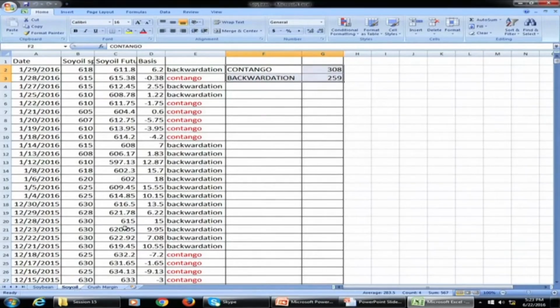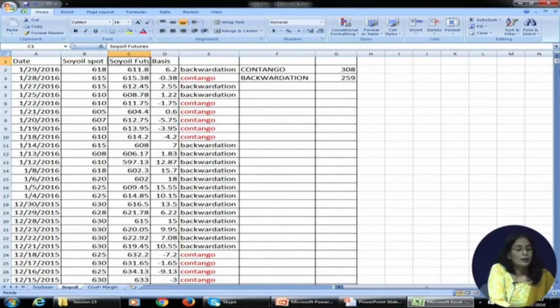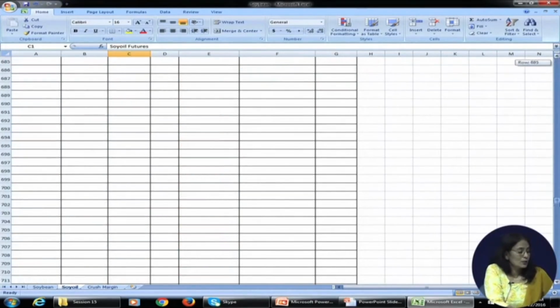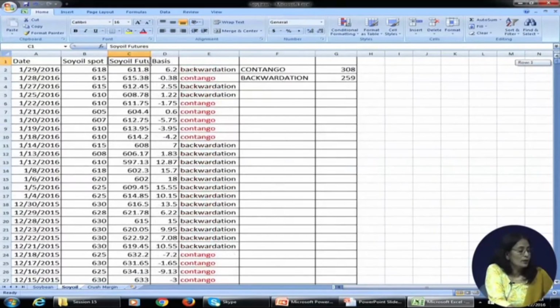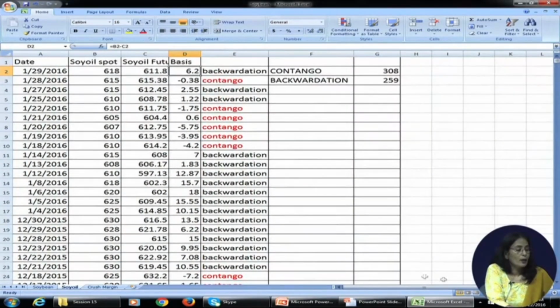Similarly, I have downloaded data. This data set is a little different depending upon the availability of data. It is running from 2016 till 2013. So almost 3 years of data. And again, the same thing: I have taken the spot price, I have taken the futures price, and I have calculated the basis. Basis is spot minus futures, and this tells whether it is a contango market or a backwardation market.